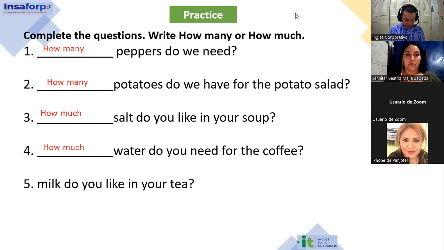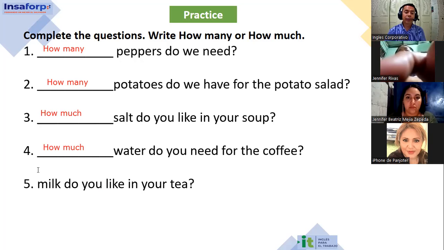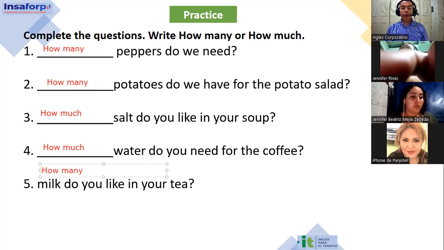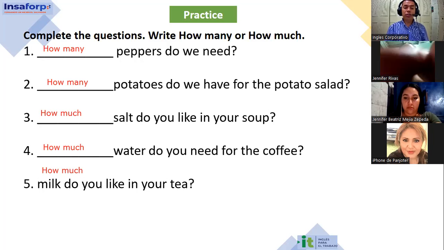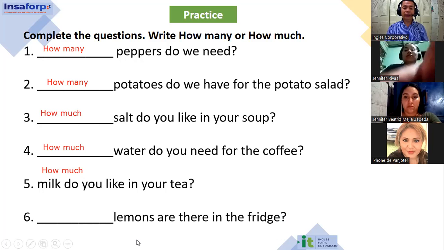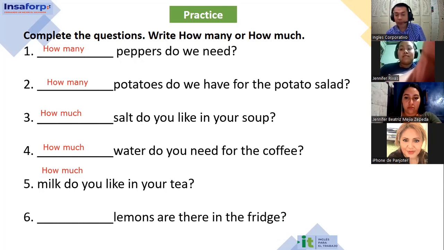So, who's next? Jennifer, right? Jennifer Guadalupe. Ready? Jennifer? How much or how many? How many? Okay. Are you sure, Jennifer? No, that's okay. How much? Very good. How much? Because milk is not countable, right? Milk is not countable. Thank you very much. And number six. Lemons. This is for Jorge, please.